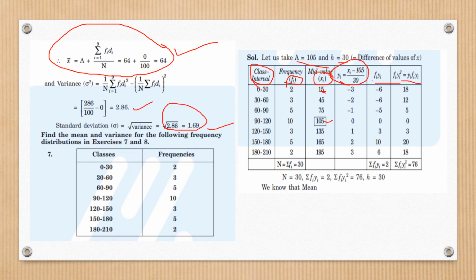So fi yi is your fi and this yi, and for fi yi square, firstly you have to do the yi square, like 9, and then 2 nines are 18, like minus 2 into minus 2 is 4, 4 threes are 12, like this. Add up all of them: summation fi yi is 2, summation fi yi square is 76.